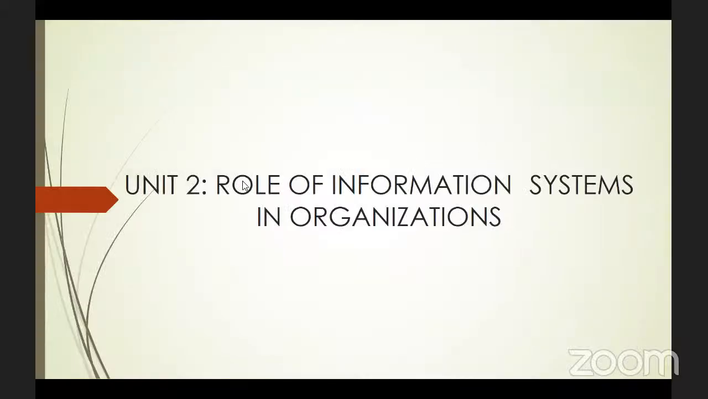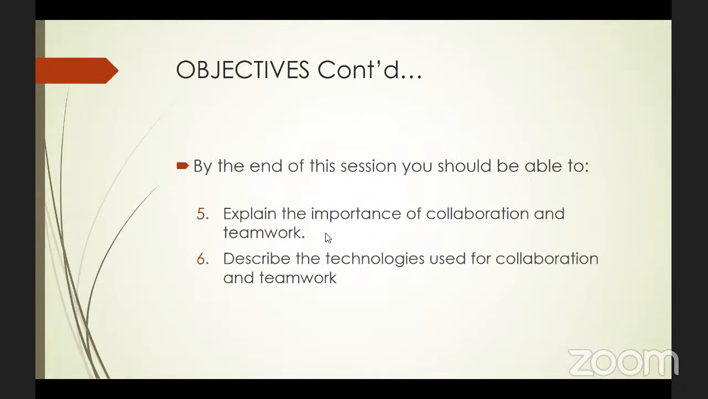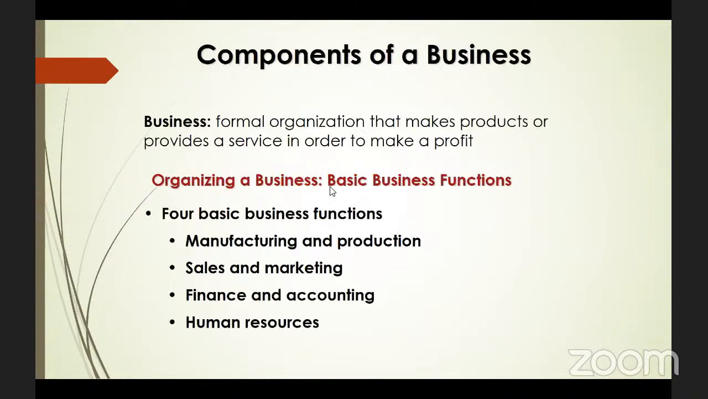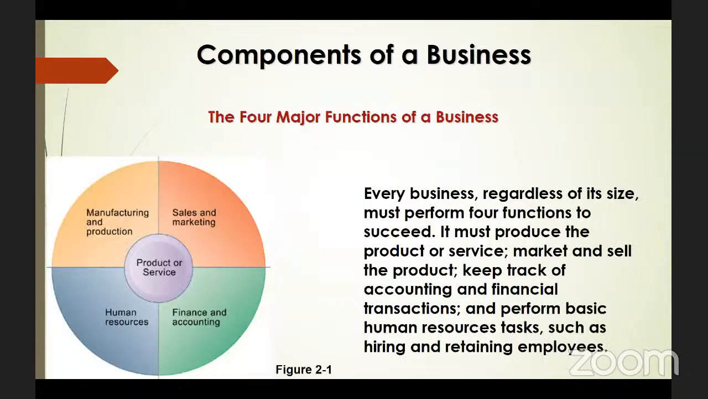All right, so we are talking about the second unit in the information systems class, and we're looking at the role of IS in organizations. There are a number of objectives you can read at your leisure since you have access to the slide. We're going to start off by looking at the functions in a business, which include manufacturing and production, sales and marketing, finance and accounting, and human resources. And this slide just shows you these.